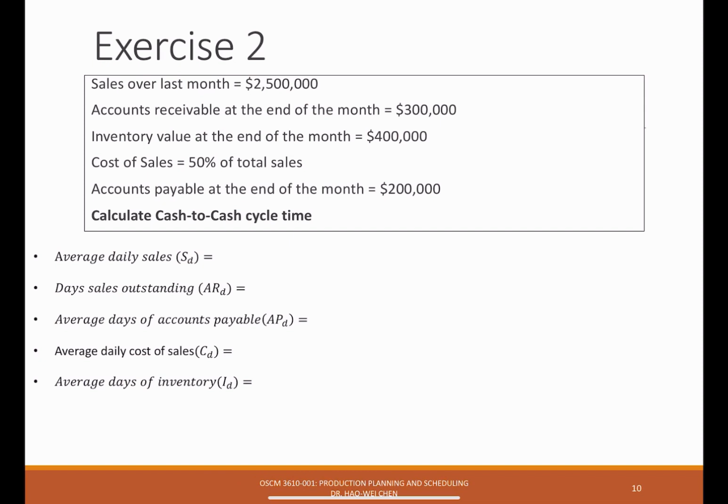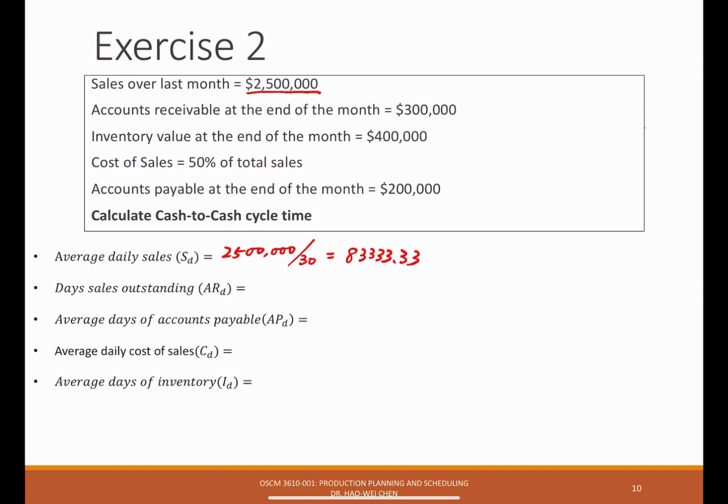And let's try to work on a different example to see if we know how to do it. Again, the first thing we want to calculate is the average daily sale. The average daily sale will be the sales over time divided by the total days. So we have 2,500,000. We assume there are 30 days, so divide by 30. The answer will be 83,333.